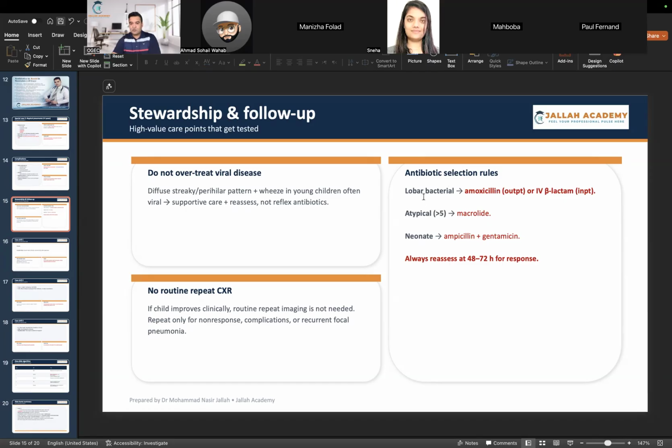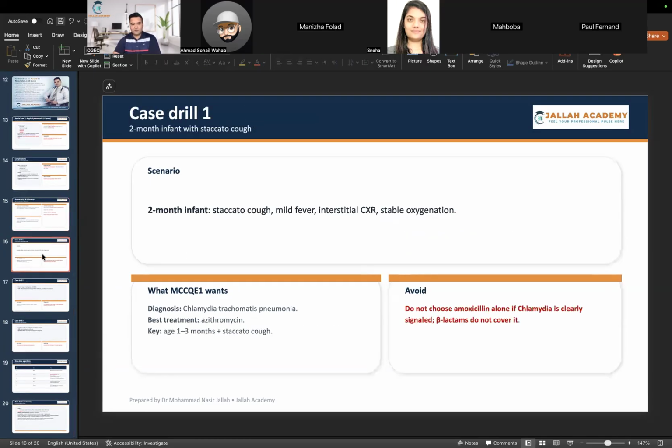Antibiotic selection rules. Lower: if you see a lower finding on X-ray, amoxicillin as an outpatient. If inpatient, you have to start ampicillin or ceftriaxone, or ampicillin plus gentamicin, based on the patient's age. Atypical, more than 5, macrolide, azithromycin. Neonate, less than 28 days, ampicillin plus gentamicin. Always reassess after 48 to 72 hours for response.